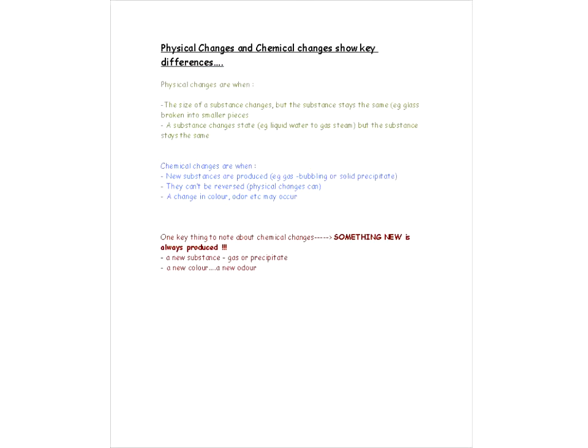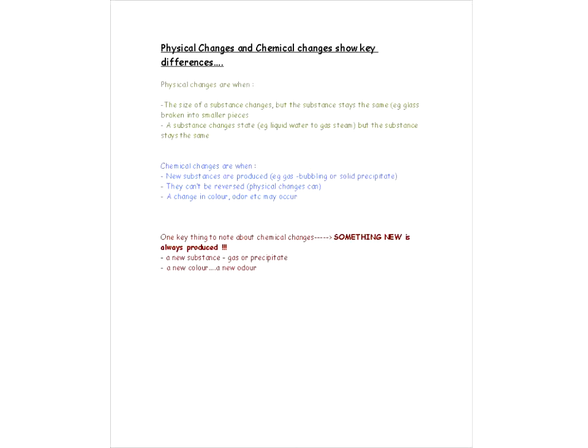Okay, on to the next one. Now we're looking at not physical and chemical properties, but physical and chemical changes. A little bit of a difference. So physical changes are when the size of a substance changes, but the substance stays the same.